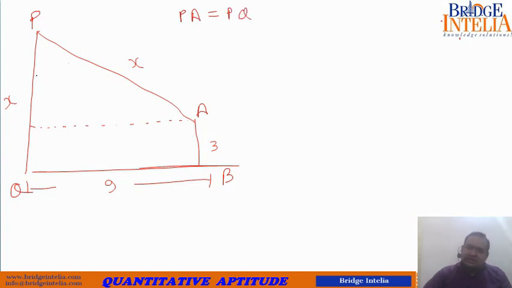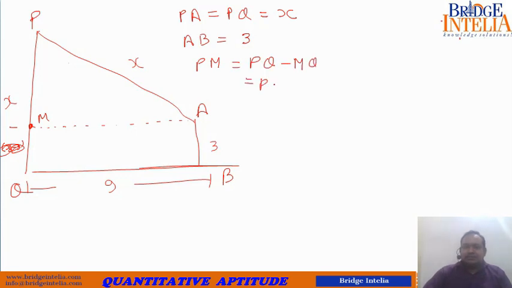So I consider both to be equal to x, and the stool is given to be 3 meters high, and it is also known that the stool is kept 9 meters away from the wall. So this is 9, and this portion will be x minus 3. Sorry, let me name this point M. So PM is equal to PQ minus MQ, which is PQ minus AB, because MQ is equal to AB. So this is equal to x minus 3.